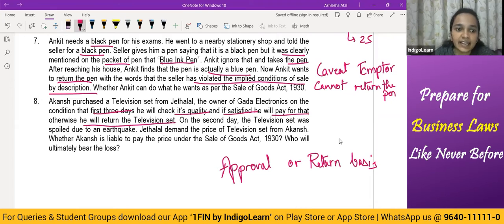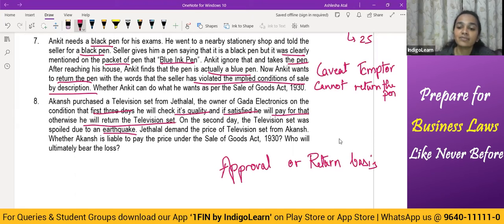On the second day, the television set was spoiled due to an earthquake. Now, how many days did Akansh want? He wanted 3 days. However, on the second day itself, there was an earthquake which spoiled the television. Jethalal demanded the price of the television set from Akansh. Whether Akansh is liable to pay the price and who will bear the ultimate loss.